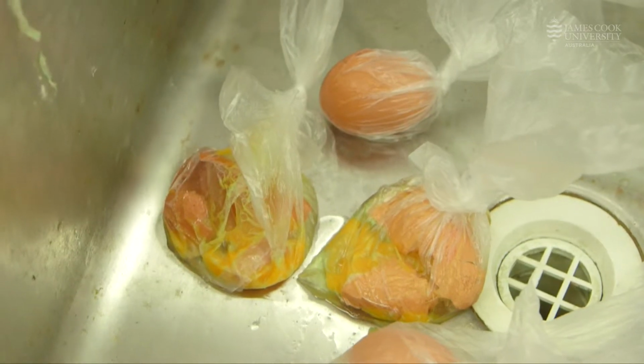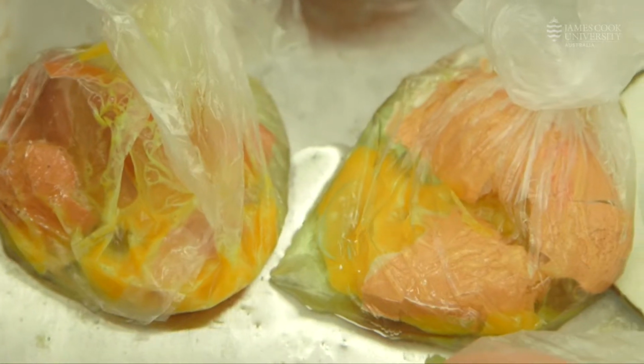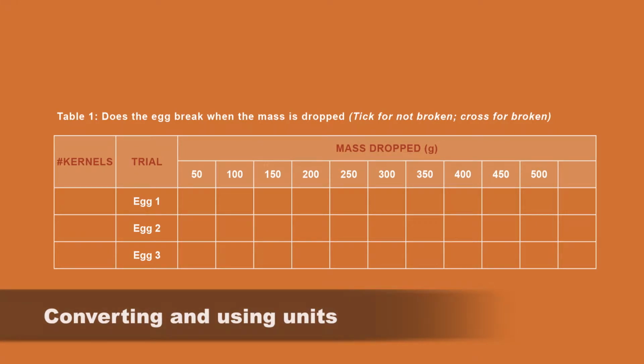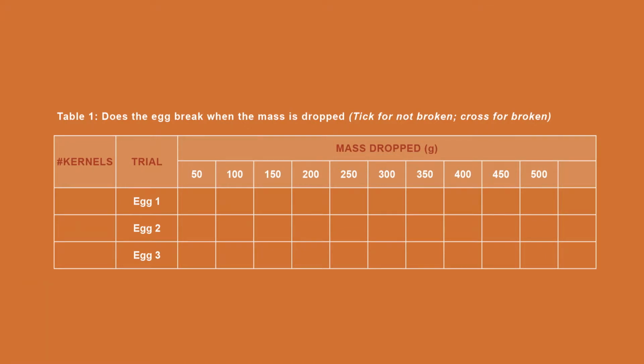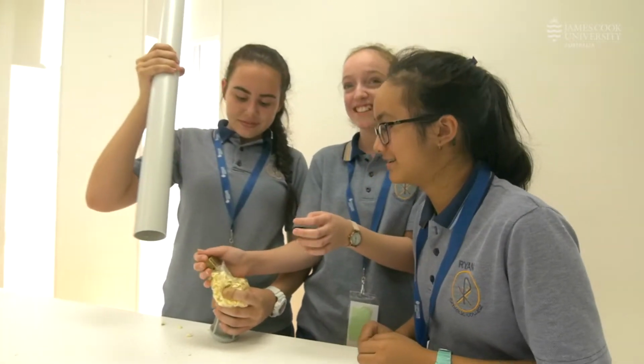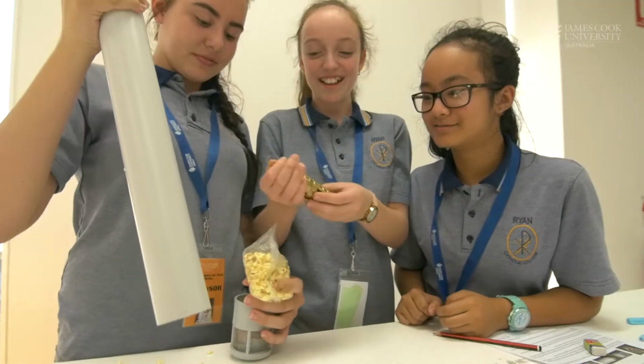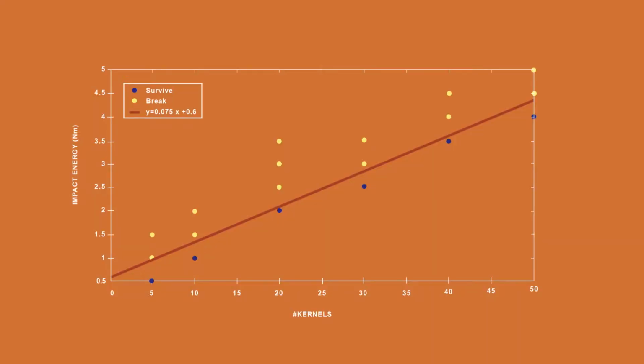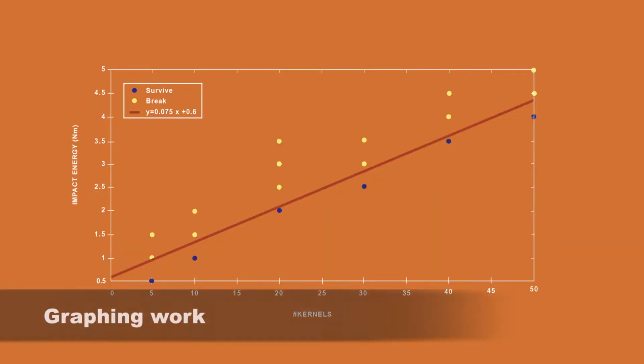Changing the mass used varies the impact energy. The crumple zone is varied by changing the amount of popcorn. This produces a range of results for each situation. The impact energy is calculated from the mass and distance of the collision and then graphed against the quantity of popcorn to show the relationship between energy of impact and crumple zone.